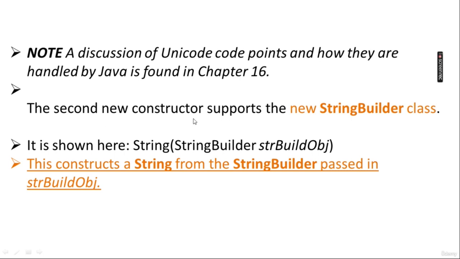The second new constructor supports the new StringBuilder class. So String, in the brackets, StringBuilder object. String buffer is a separate class, string builder is a separate class. This constructs the string from the StringBuilder passed in the StringBuilder object.